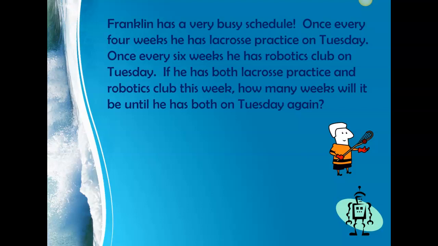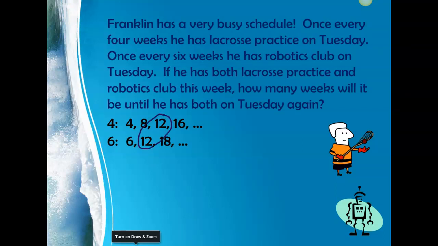We can use the make a list method and list out the multiples of 4 and the multiples of 6. We find that in 12 weeks, Franklin will have both lacrosse practice and robotics club. We also could use the ladder method. We'll put 4 and 6 inside the bracket. Both of those can be divided by 2, which leaves us with a 2 and a 3 on top. I can't divide any further, so I'll need to multiply to find out that it will be 12 weeks. 2 times 2 times 3 equals 12.